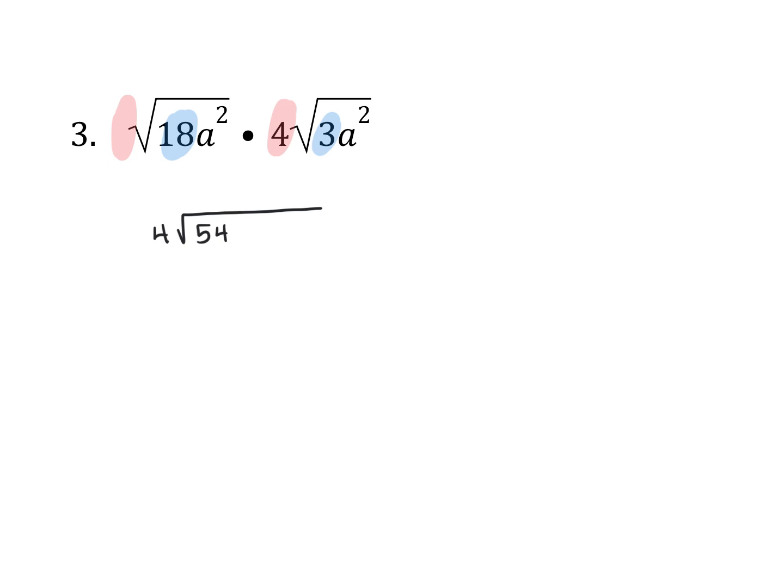And then I'm going to look at my variables. I have a to the 2nd and a to the 2nd. That's going to give me a to the 4th. Okay, and I'm not done until I have that 54 down to only prime numbers.